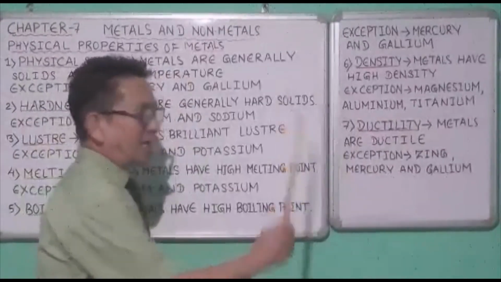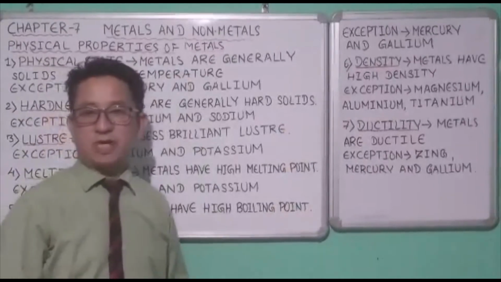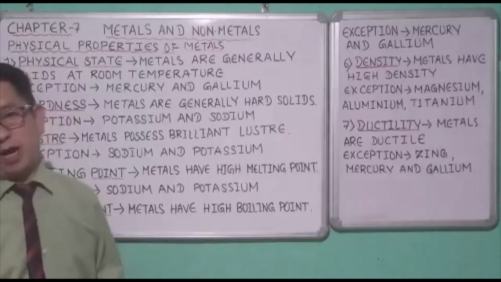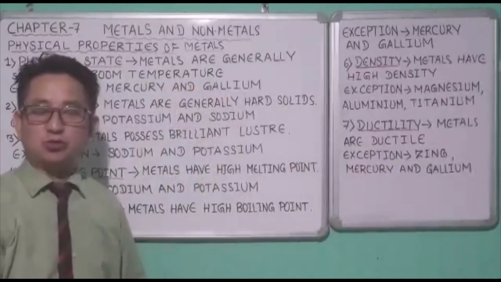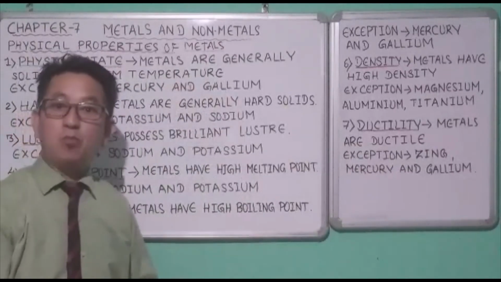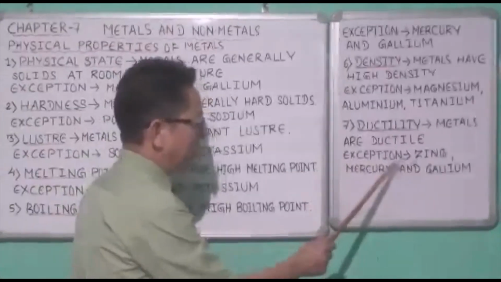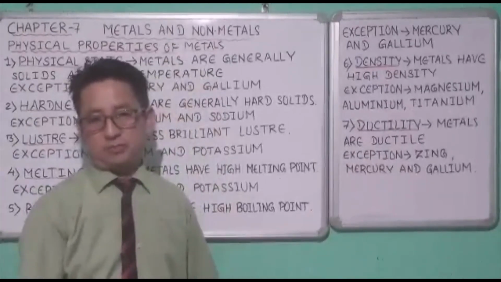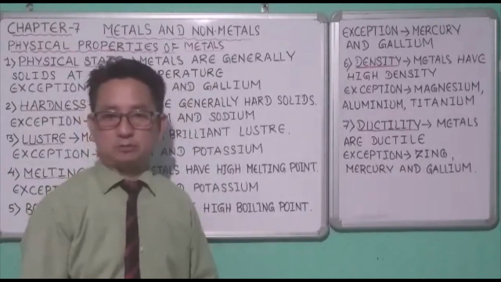Now next, ductility. Ductility is the property of substances in which they can be drawn into thin wire. Metals are ductile. They can be drawn into thin wire. Gold is the most ductile substance. Exception here, zinc, mercury and gallium are non-ductile. That means they cannot be drawn into thin wire.